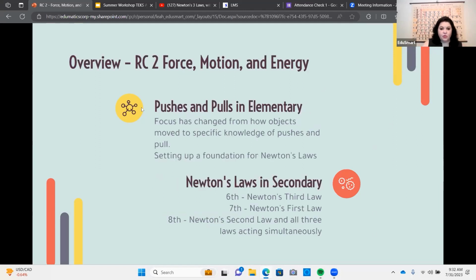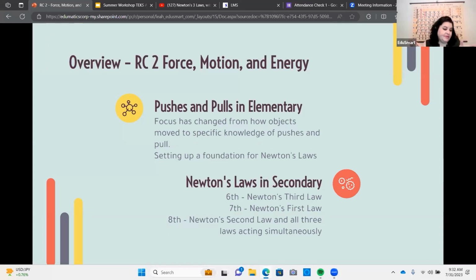The last thing is the way that they are changing even the verbiage. In early elementary, we are really setting up the foundation for Newton's laws. So we're no longer talking about how objects move like spirals and zigzags and things like that. It is very specific to pushes and pulls, and that starts in kindergarten. In kindergarten, we talk about how pushes and pulls work, and then it just builds on there all the way up through 5th grade until we move into Newton's laws in secondary. So that's really going to build a better foundation.